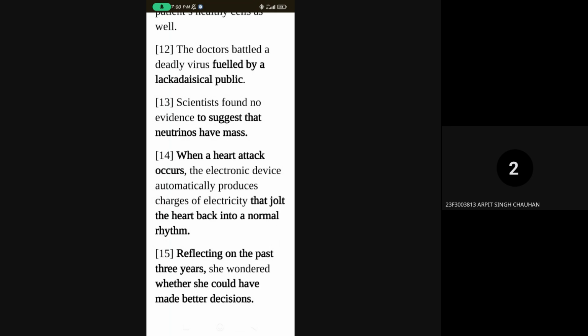All right. Okay, so if you have any question, you may ask. For the time being, I think it's understood, right? So embedded clause is basically clause within clause. Okay. The 13th one has two subordinate clauses. One is the whole of to suggest that neutrinos have mass. That is your infinitive clause, right? And within that clause, you have that neutrinos have mass. Only that part would be considered the noun clause. Okay. Fine.